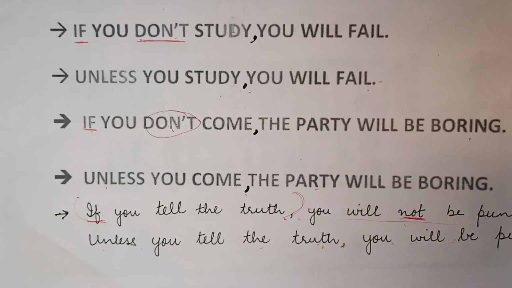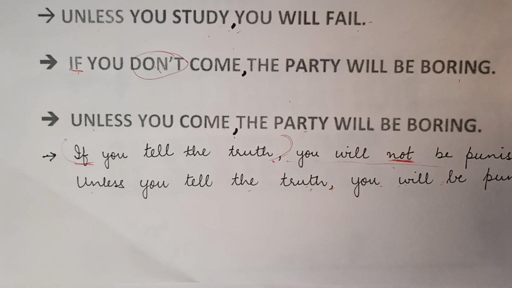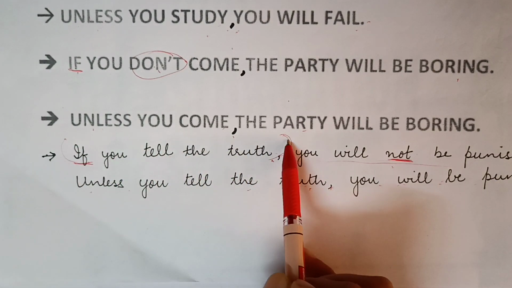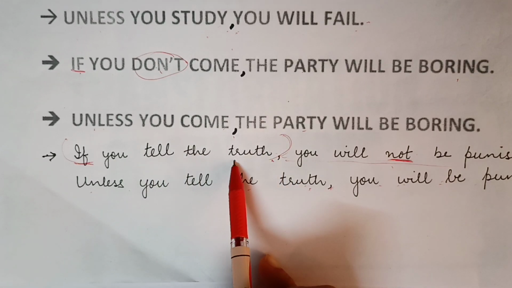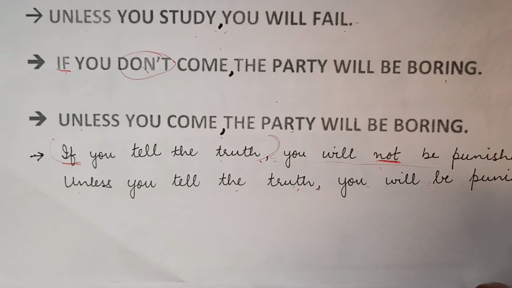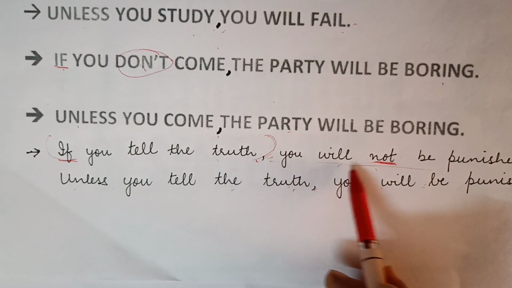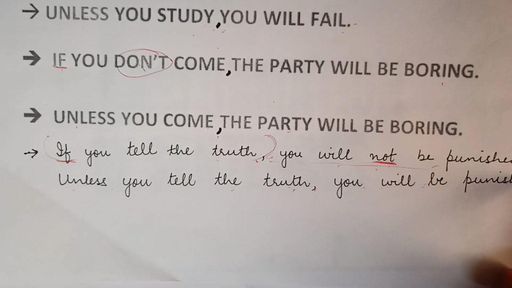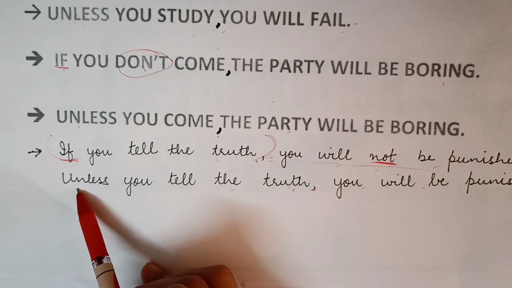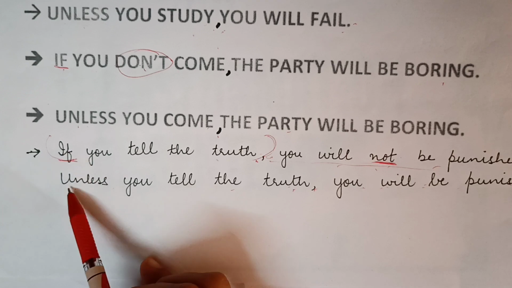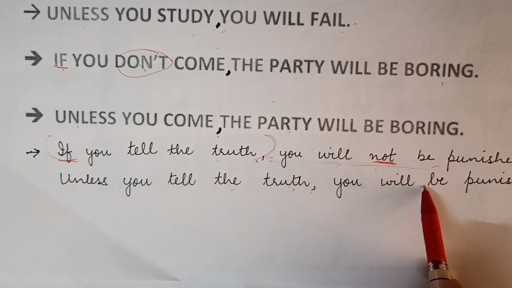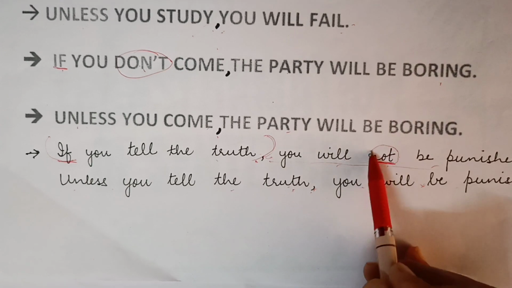So let's take another example. If you tell the truth, see, the first part of the statement does not have a negative in it, but not is used in the second part of the statement. If you tell the truth, comma, you will not be punished. So in this case, you will again rewrite the statement using unless. Instead of if, you will write unless you tell the truth, comma, and in the second part of the statement, you will not use not.